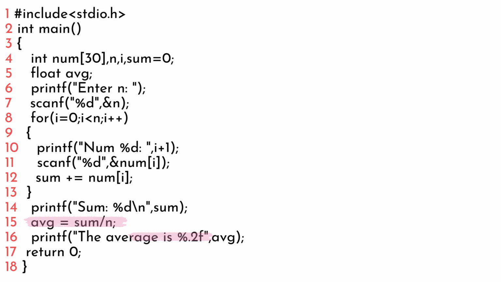We use the format specifier %.2f in the printf statement to ensure that the output is displayed with exactly two decimal places. The %.2f is a format specifier in C that is used in the printf function to control how floating point numbers are displayed.